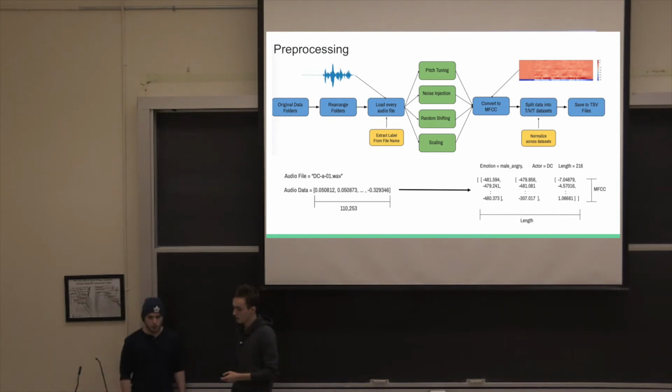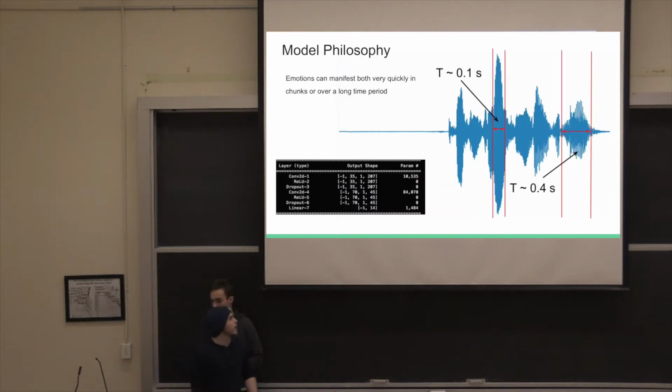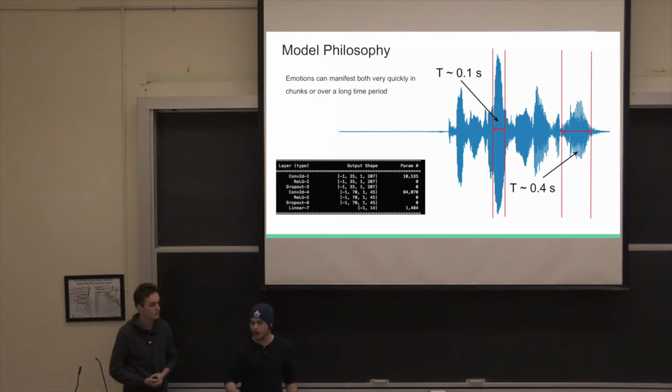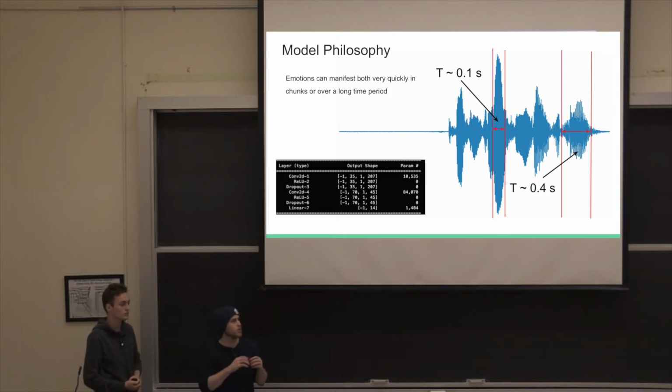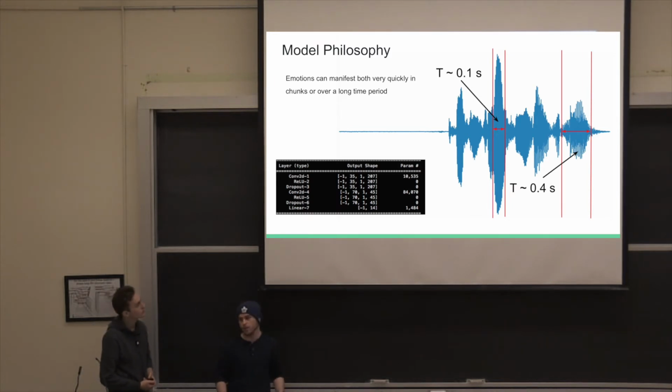Our model philosophy is similar to that of the CNN in assignment 5. We have two independent kernels, one short and one a little bit longer. The goal is to be able to pick up on the short audio bursts versus the long audio slurs. So think of someone who is angry versus someone who is sad. Gabe will get to this in a minute, but that's our model summary. And just note there are about 100,000 parameters in our model.